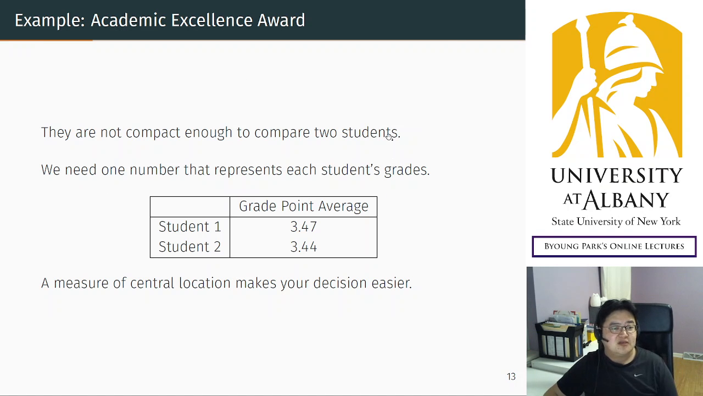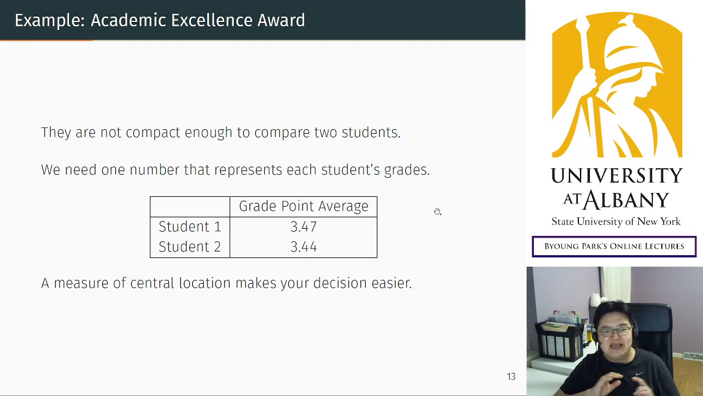So here comes the average. Average resolves all the problems. So we need, as I said, one number that represents each student. And usually we use GPA, right? GPA is exactly the average of those grades. So if you calculate the GPA, student 1 has higher average. So based on the average, student 1 is better.